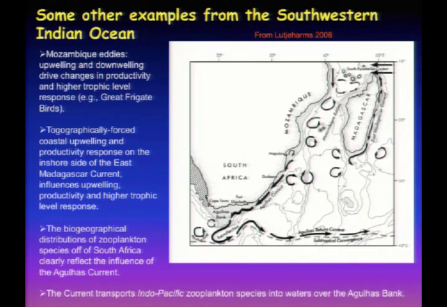Okay, so let's see. I can't go into everything we talk about in the paper, and I really am almost done, Mike. We talk about Mozambique eddies, their productivity effect, their effect on higher trophic levels like great frigate birds. We talk about the topographically forced upwelling off the southern tip of Madagascar, which leads to enhanced productivity and higher trophic level response. And we also talk about the effect of the Agulhas Current on biogeographical distributions of zooplankton, where we find that the Agulhas Current is bringing tropical Indo-Pacific species all the way down onto the Agulhas Bank.